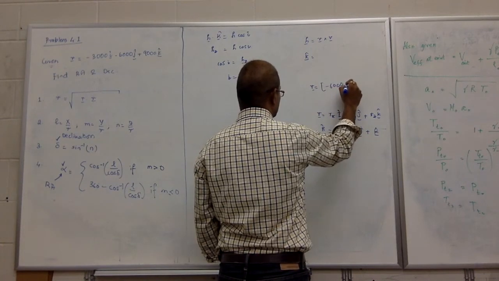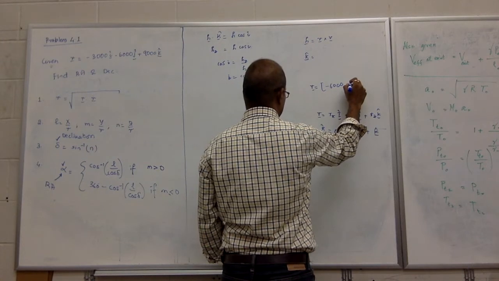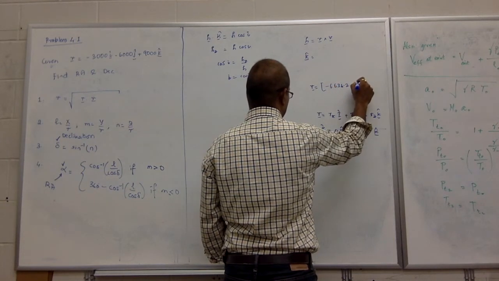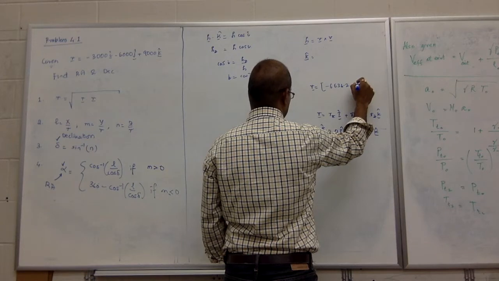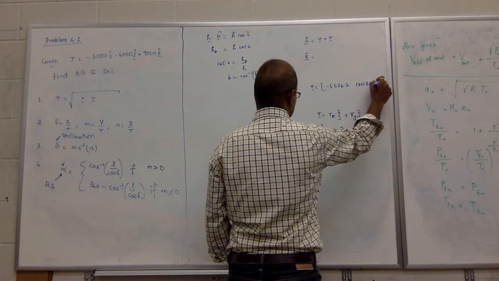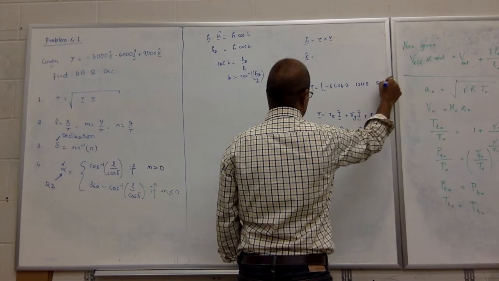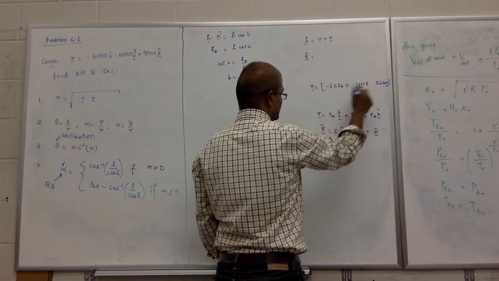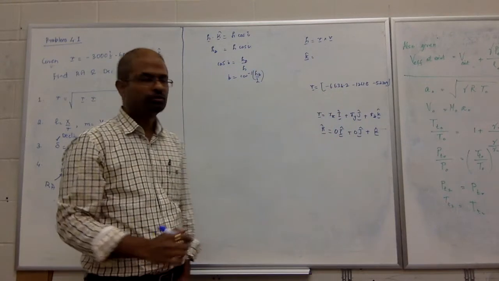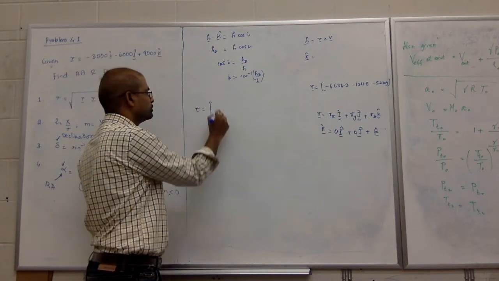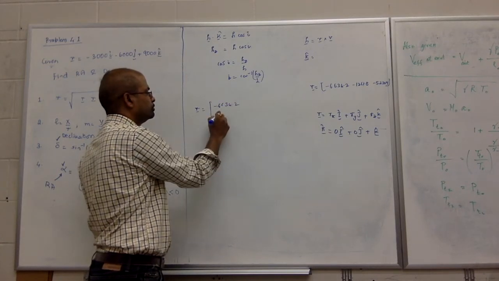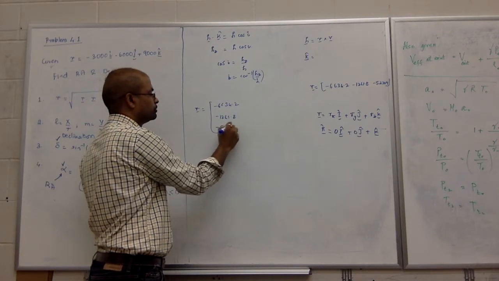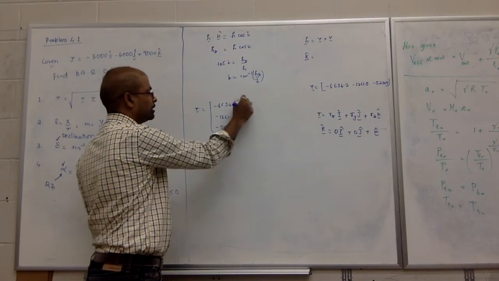Negative 6,000. That's it. It's -6634.2, -1261.8j, -5230.9k. So can I write it like this? Minus, right? The second one is minus? Yeah, the third was minus. So can I write it like this, just three numbers? Or can I write R equal to -6634.2, -1261.8, -5230.9? Can I write it like this?